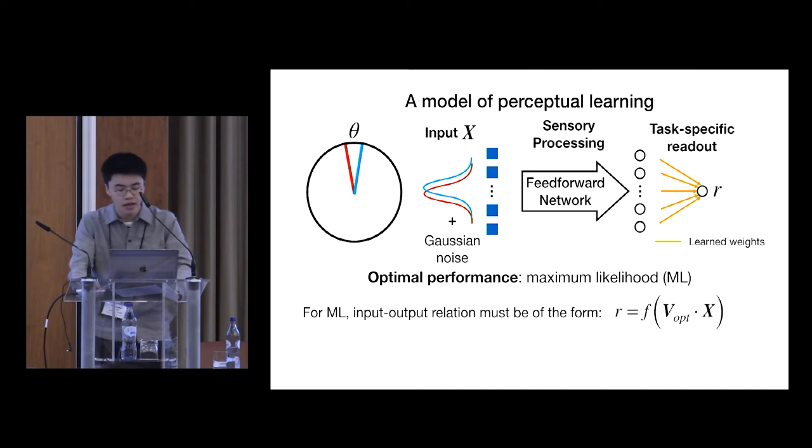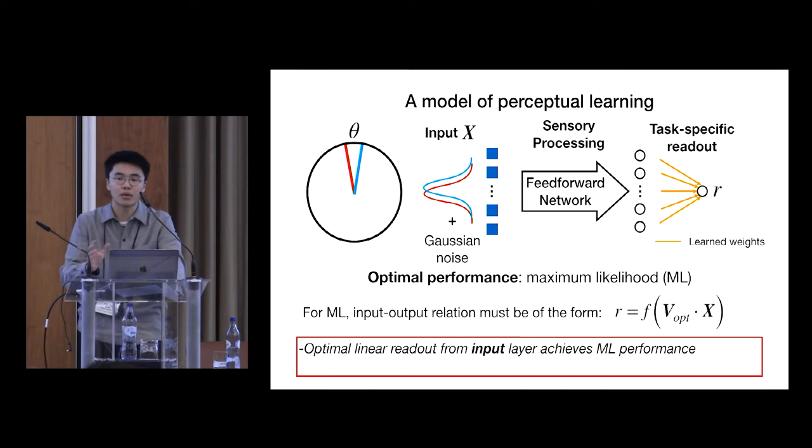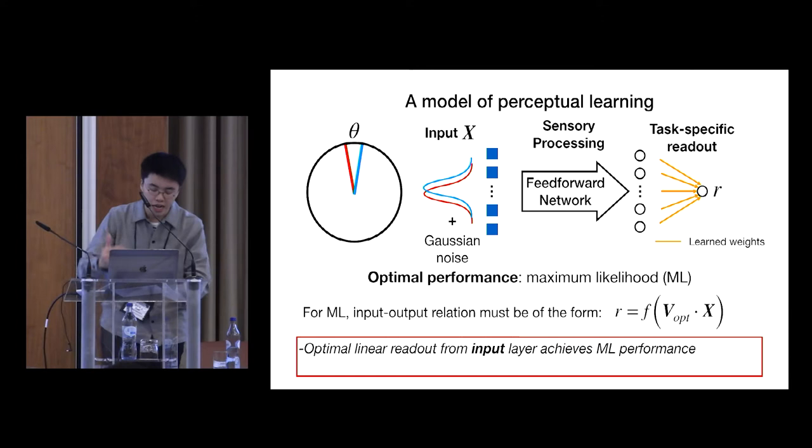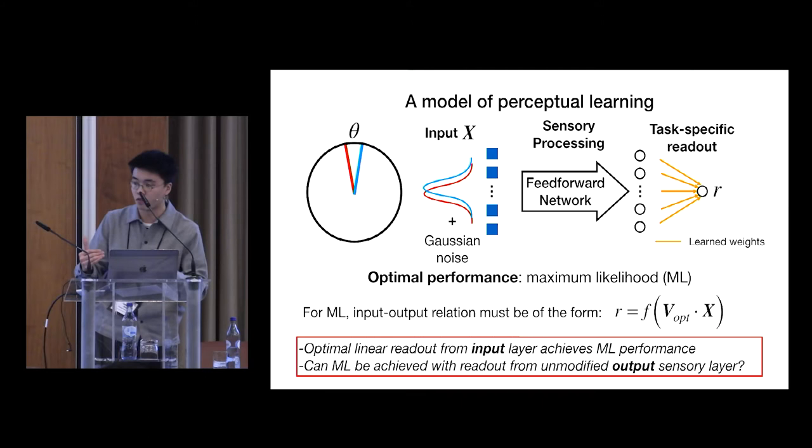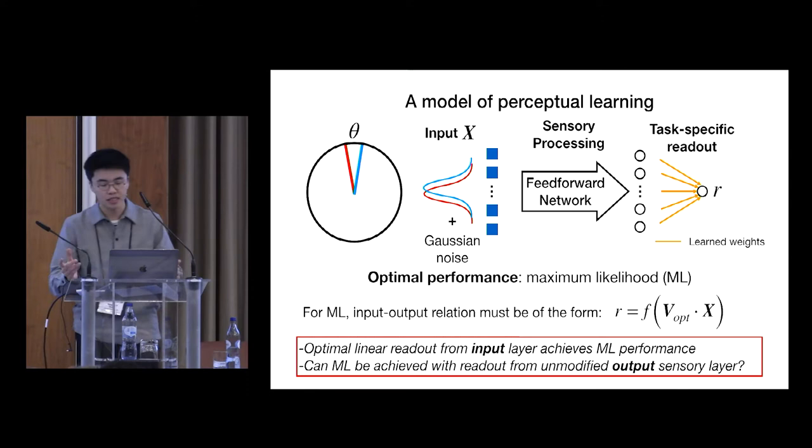One simple observation from just looking at this equation is that you actually don't need a complicated network to do anything. You can just have a linear readout from the input, and you'll be able to do perfectly. The challenge is exactly that because we need this complicated processing for the other tasks that we'll be performing, we are kind of stuck with it, and we have to read through it. We want to see if we don't change this processing at all, can we get optimal performance?